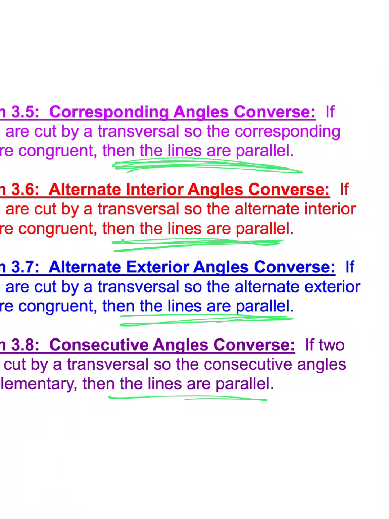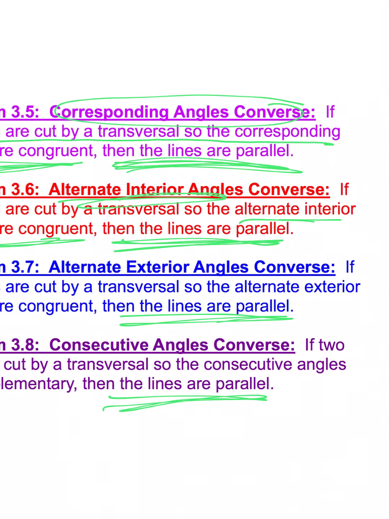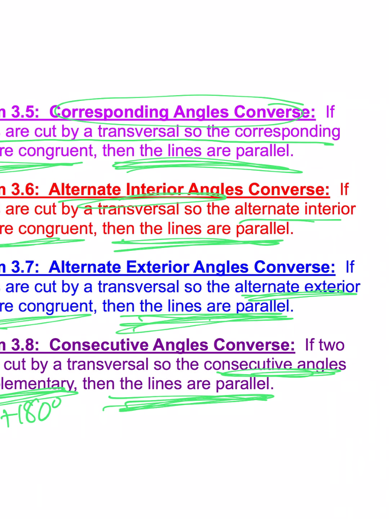Okay, so for the corresponding angle converse, you have two lines cut by a transversal so that the corresponding angles are congruent. So now we're assuming that the corresponding angles are congruent, then the lines are parallel. If the alternate interior angles are congruent, then the lines are parallel. If the alternate exterior angles are congruent, then the lines are parallel. If the consecutive angles are supplementary, remember, if they add to 180, then the lines are parallel. So we're just taking the hypothesis and the conclusion and switching it. If you remember me holding my arms out to the side and then switching them like we're tying our shoes, that's that whole converse idea.